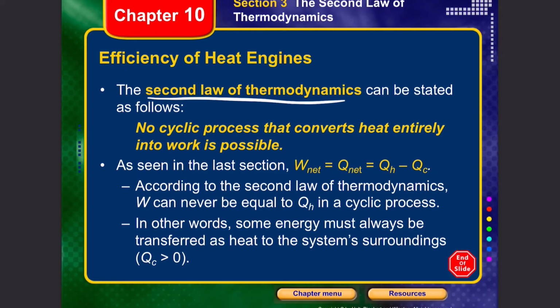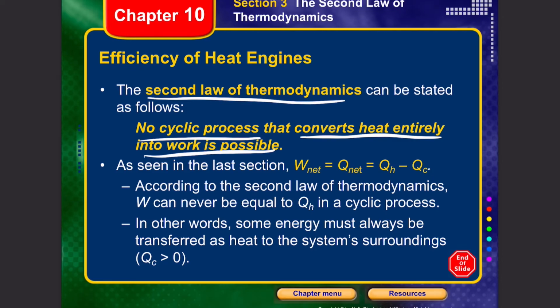It basically states that no cyclic process that converts heat entirely into work is possible. Which means that you cannot convert all heat into work. So this is basically saying that there is nothing that is 100% efficient in converting heat into work.